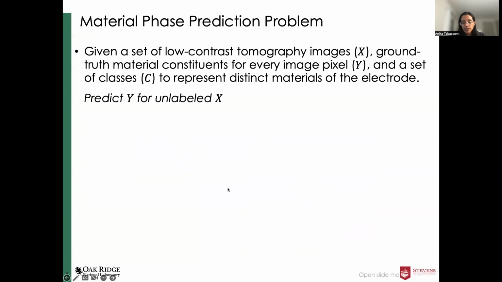Now, our problem of material phase prediction consists of a set of tomography images where we need to predict the material labels per pixel. And our idea is to predict such materials for an unlabeled tomography image.